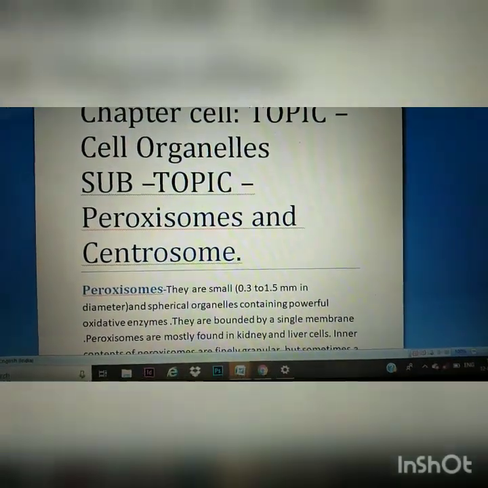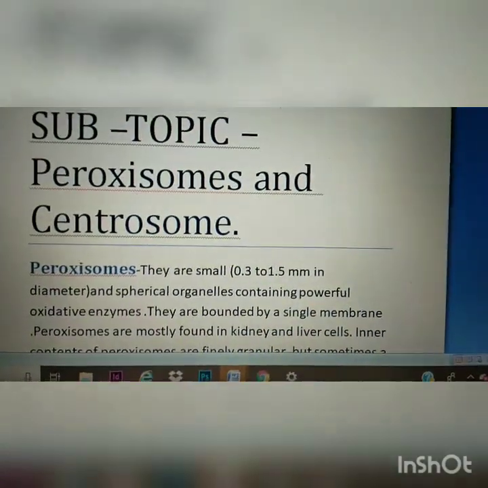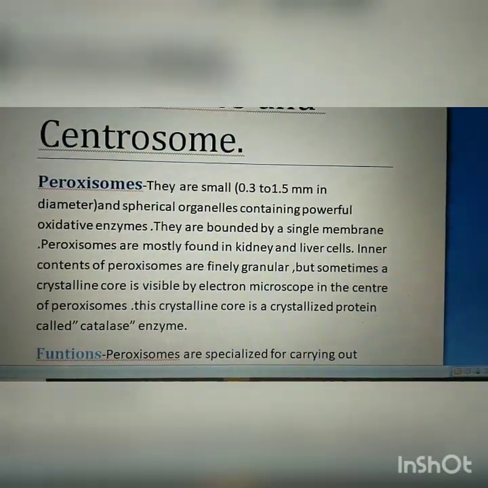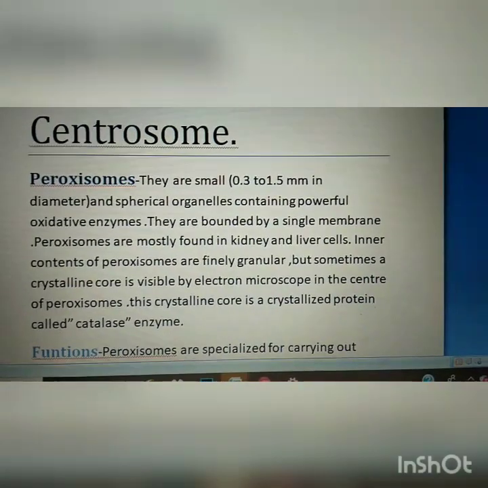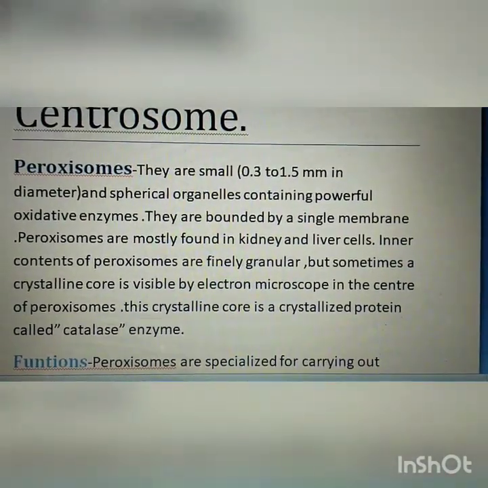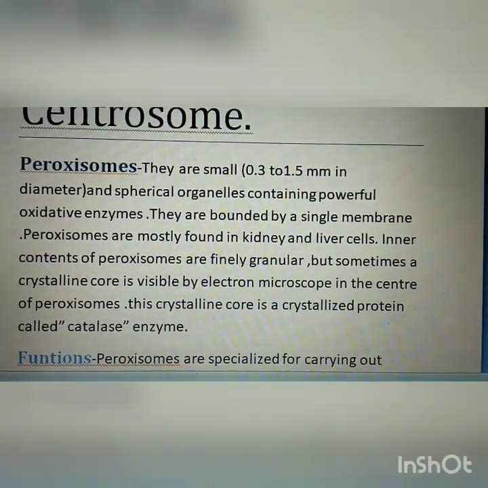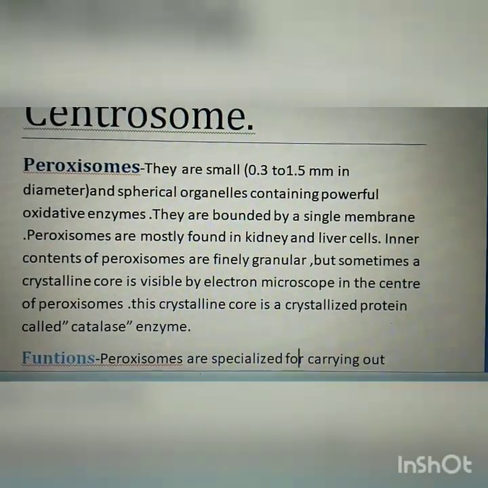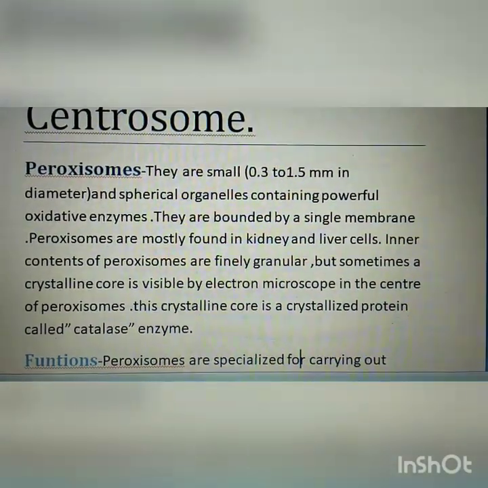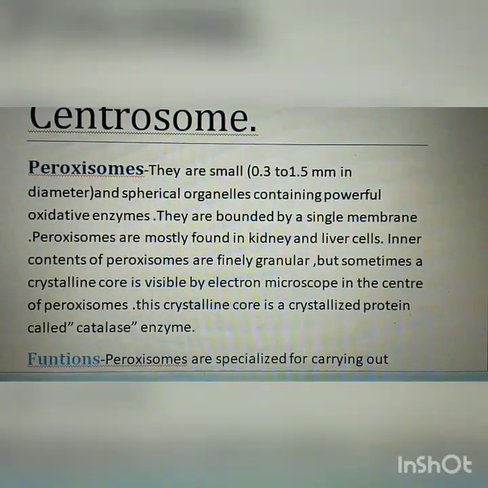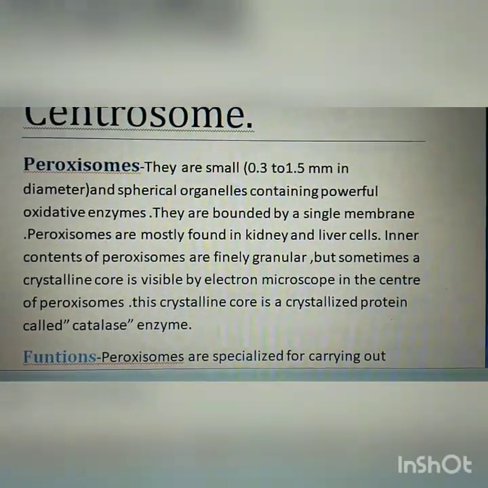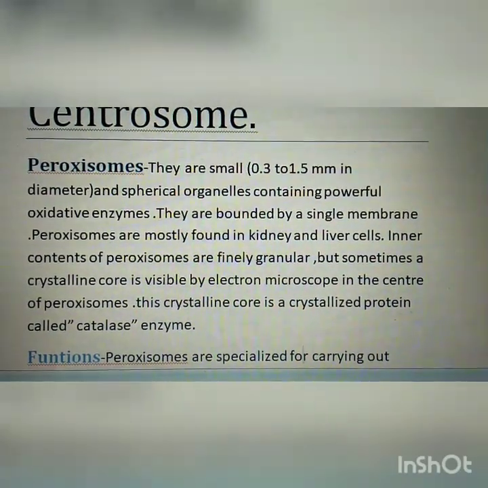Now what are peroxisomes? These are small, 0.3 to 1.5 millimeter in diameter, spherical organelles containing powerful oxidative enzymes. They are bounded by a single membrane. They do not have a double membrane. Peroxisomes are mostly found in kidney and liver cells, not in all the cells of the body.